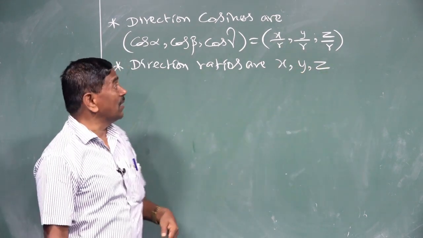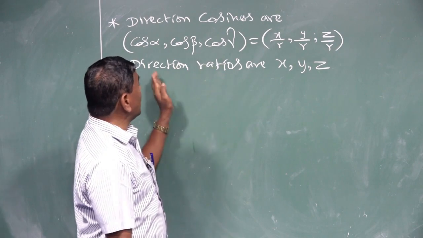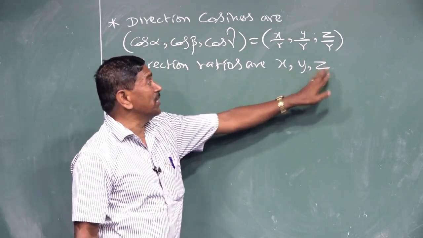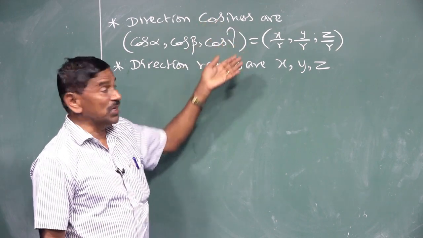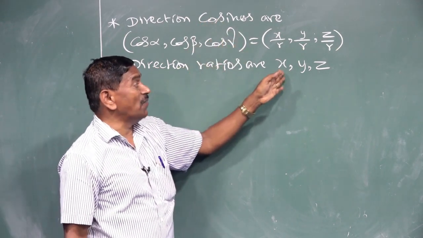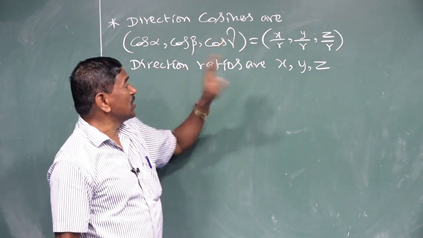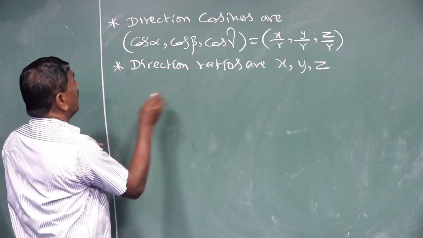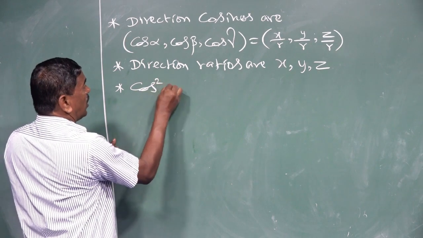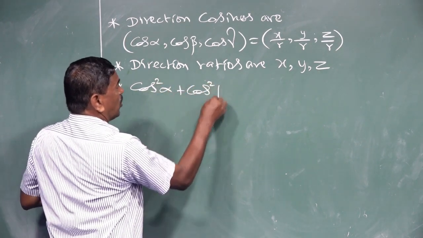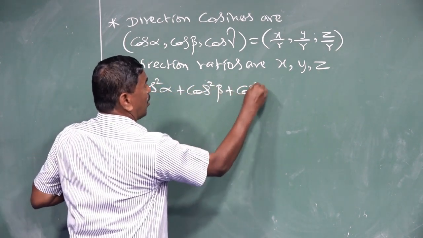Also the direction ratios. Here, simply, direction ratios are x, y, z. Direction cosines, direction ratios, and already we know that direction angles are alpha, beta, gamma. So these are the three topics. Now next step, listen, suppose cos square alpha plus cos square beta plus cos square gamma.